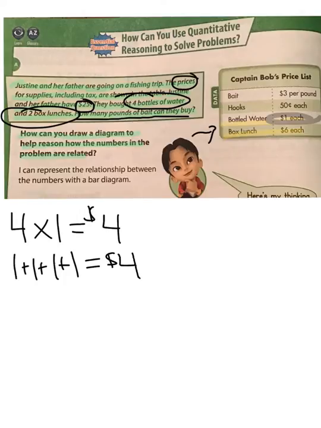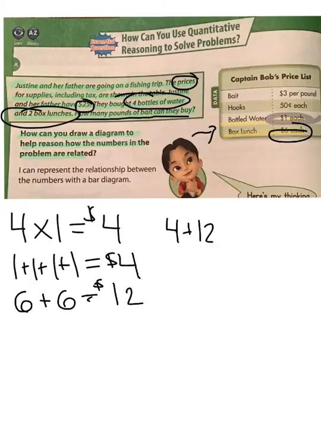Now let's talk about how much the box lunches are. Well, if each lunch is $6, we would take 6 plus 6, which equals $12. Now I'm going to add what they spent. They spent $4 of water plus $12 on lunches. They spent a total of $16.